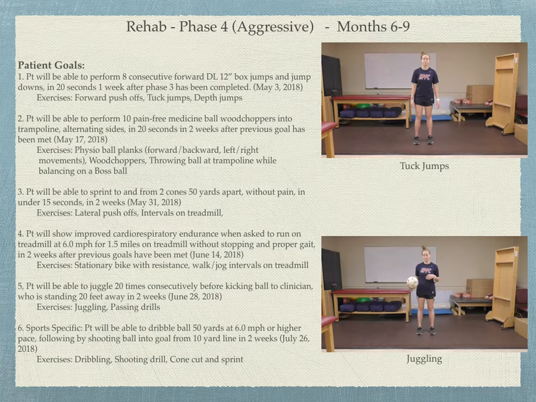Through this, we're going to use late stage plyometrics, keep with the endurance. We're going to have them move on to intense running as well as sport specific and late functional activity. An example of a late functional activity would be juggling.